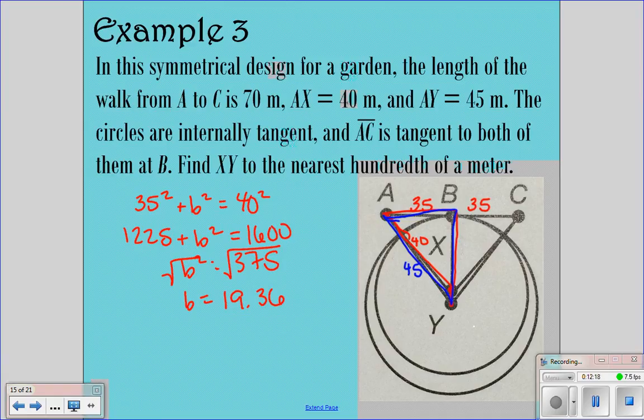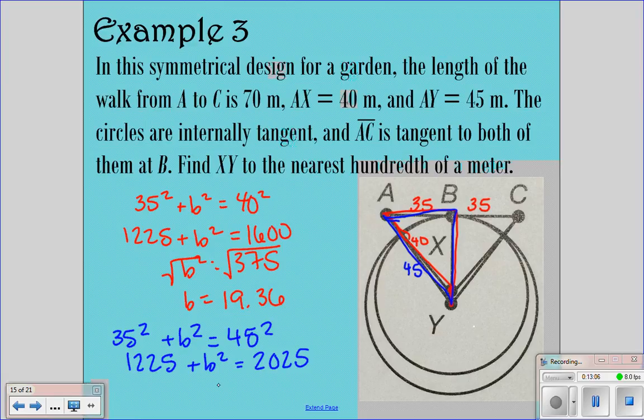Okay? Now we're going to do the same kind of thing, but for the blue triangle. So our side length is still 35 squared, and then we're solving for the other leg. And then our hypotenuse, instead of being 40, is now 45. Because it's just a little bit longer triangle here. So 35 squared is again 1,225 plus b squared, and then 45 squared is 2,025. And so if you subtract those, you're going to get 800. And so you take the square root of both sides. And so you get 28.28.